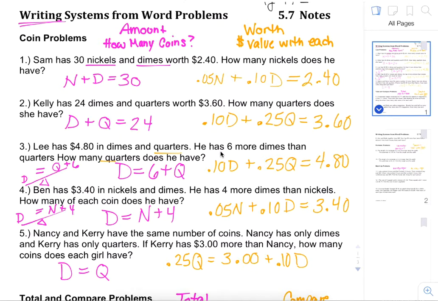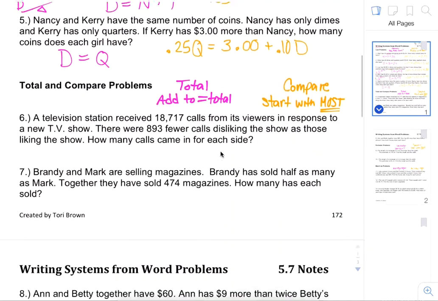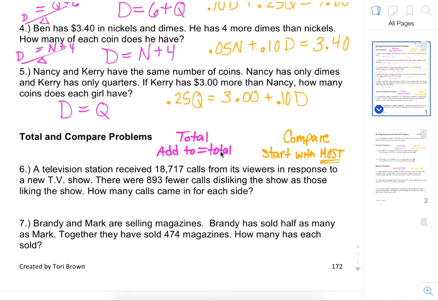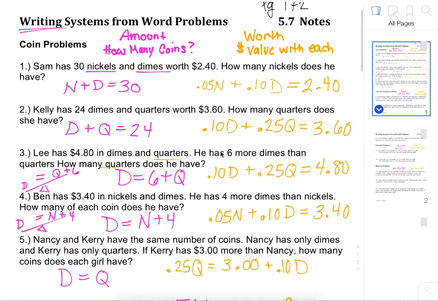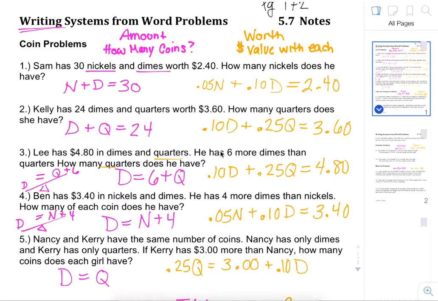Okay? All right, what I would do is pause it. Try doing page, I think it's 172. Let's see. That's where we are now. So 174. I would try doing page 174, the first 4 questions. Those are your coin problems. Okay? Then come back.